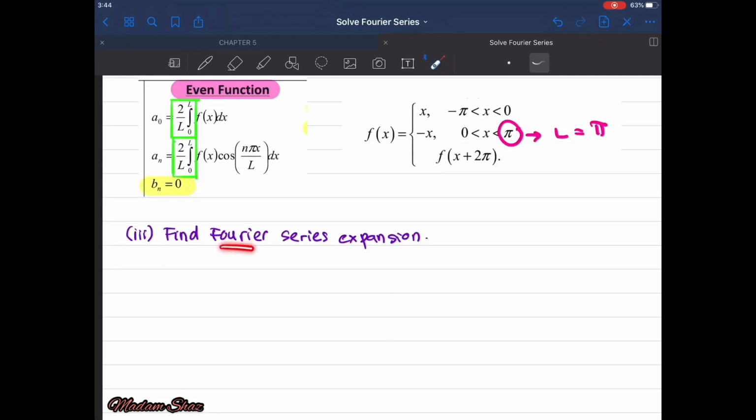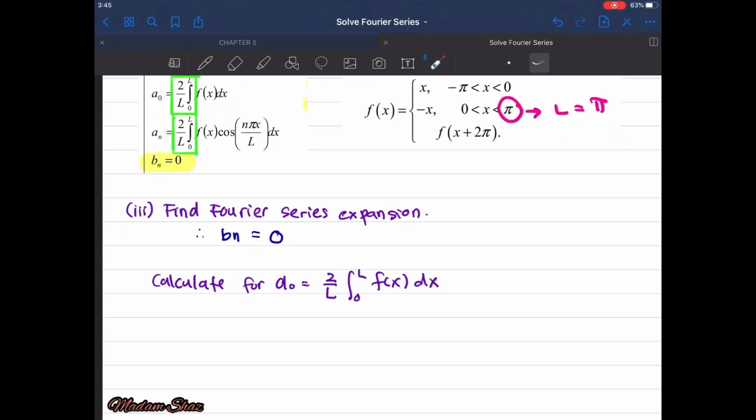So now we want to find the Fourier series expansion. In order to find it, you have to calculate a0, an and bn. Since our graph is an even function, our bn is equal to 0, so we can directly write bn equal to 0. Now we have to calculate a0. The formula for a0 is 2 over L, integrate from 0 until L, f(x) dx. So our L is equal to pi.